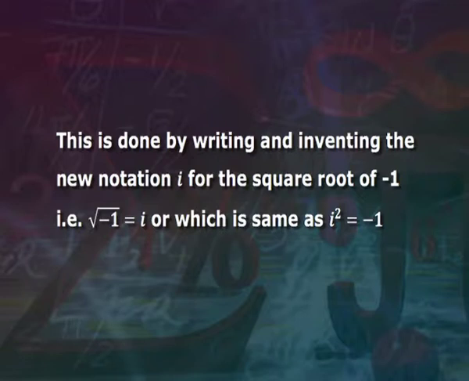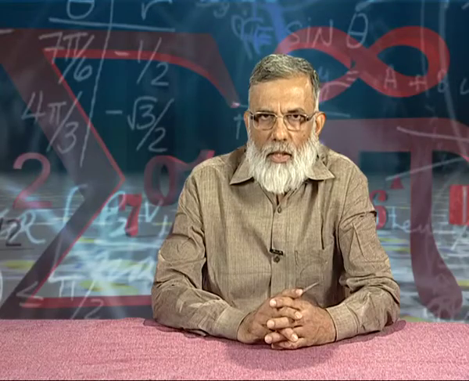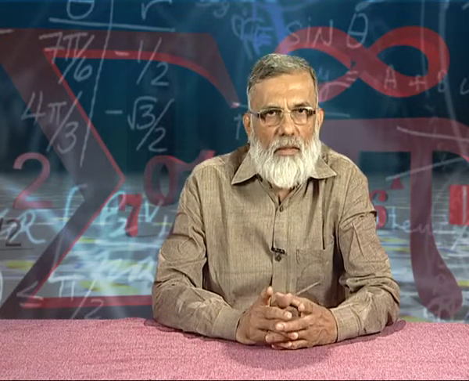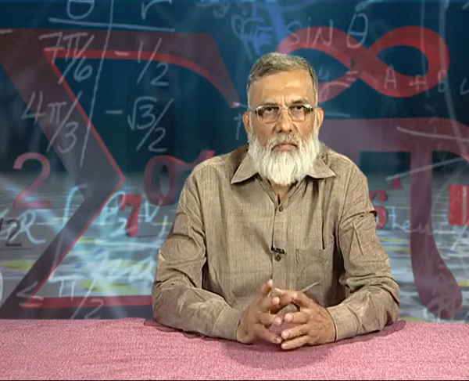That is, square root of minus 1 is equal to i, which is the same as i square equal to minus 1. And then defining numbers a plus ib, where a and b are real numbers. These numbers are called complex numbers.